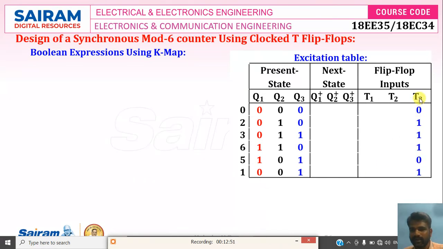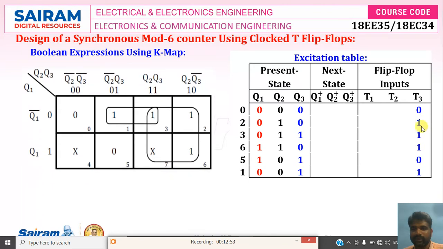Similarly, for the T3 column, make the entries and check the possibilities. Here one quad is possible. For this, the common term is Q2. The expression is Q2. And here one pair is possible. So the product term is Q1 bar Q3. So this is the expression.